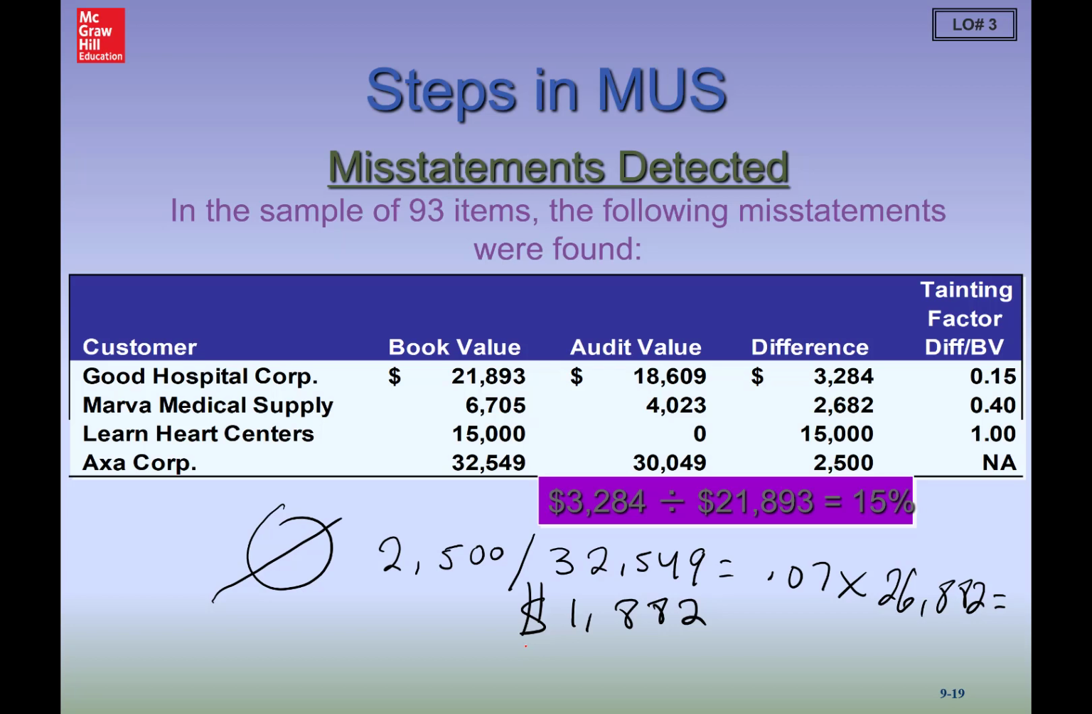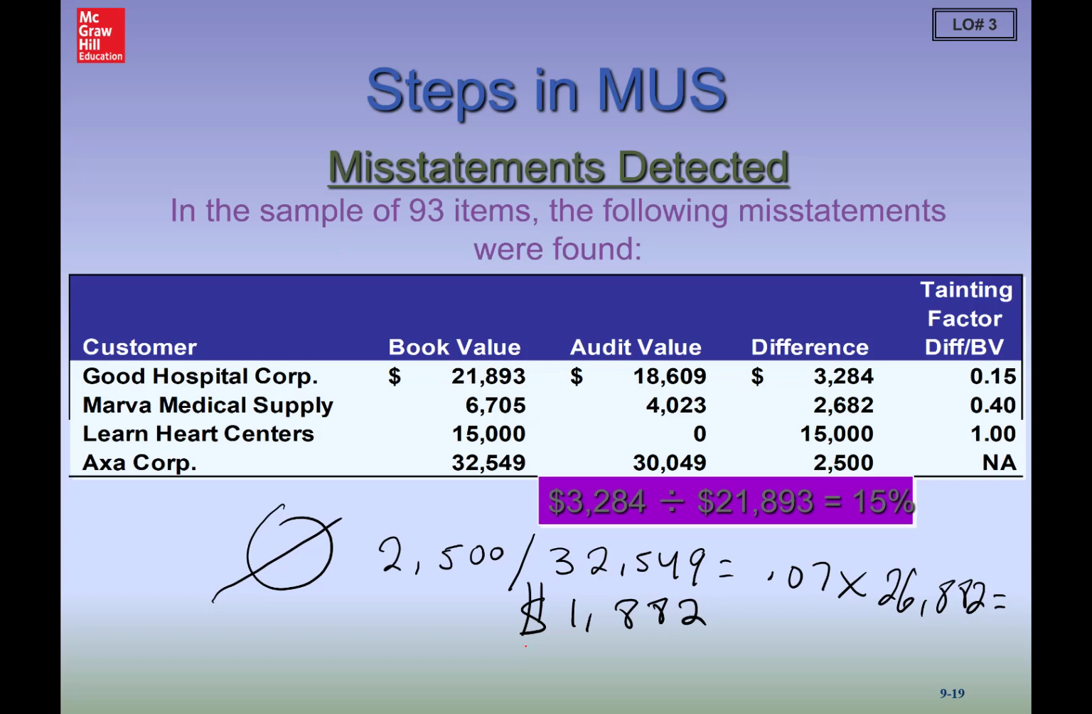How can we possibly say that the error in that interval is 1,882 when we know the error for that item that's representing that interval is 2,500? So you can't do the tainting when we're talking about an item that is bigger than the interval. You start coming up with bizarre results like that. So don't calculate a tainting percentage for an item that is as big or bigger than an interval. It is bigger than an interval.